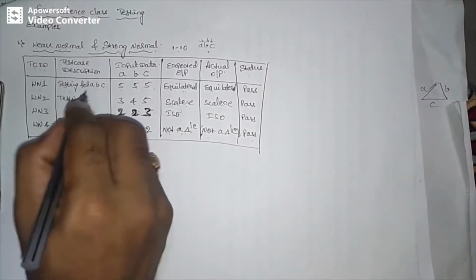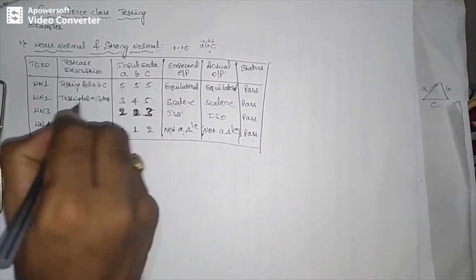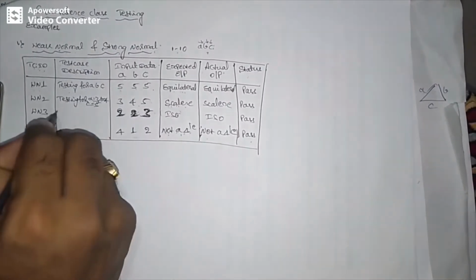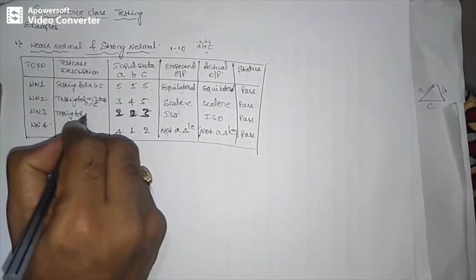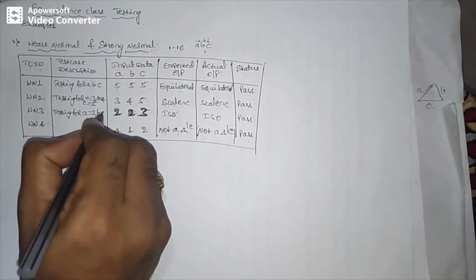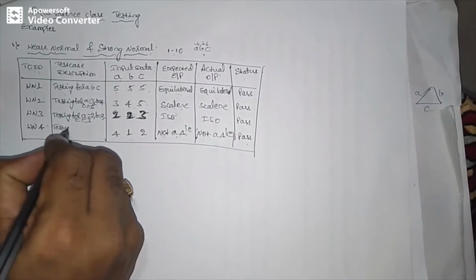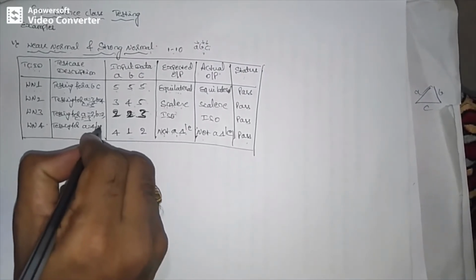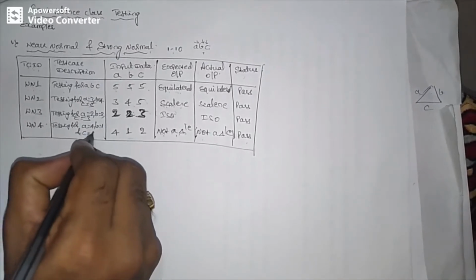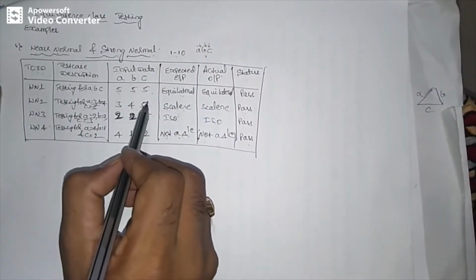So for the weak normal test cases, like a equal to 3, b equal to 3 and c equal to 5. Here the test case description you have to specify in this manner: testing for a equal to 2, b equal to 2 and c equal to 3, and also testing for a equal to 4, b equal to 1 and c equal to 2. This is how you can write the weak normal test cases for a triangle problem.